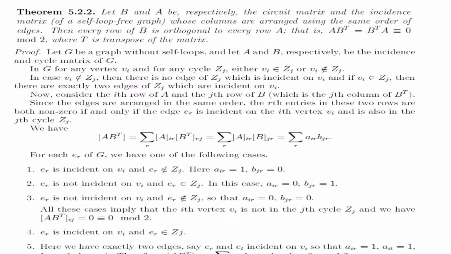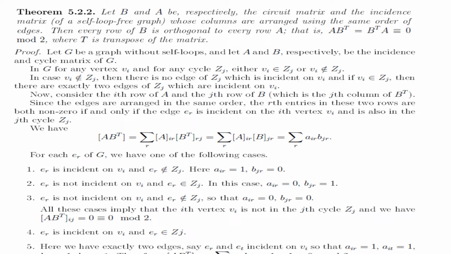Next theorem: let B and A be, respectively, the circuit matrix and the incidence matrix of a self-loop free graph whose columns are arranged using the same order of edges. Then every row of B is orthogonal to every row of A. That is, A into B transpose equals B transpose into A is congruent to 0 modulo 2, where T is the transpose of the matrix.